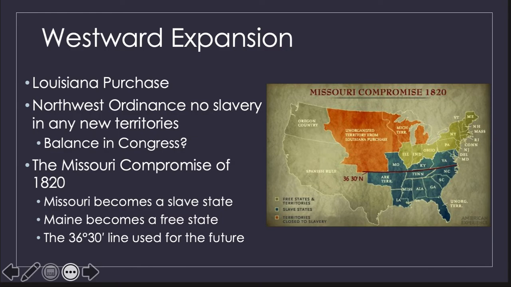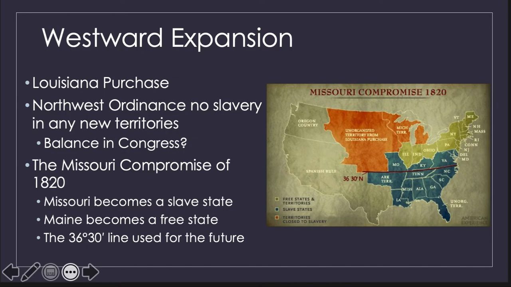In order for us to fully capture why this is an issue, we have to go back a little bit. The Louisiana Purchase is going to be our first major land acquisition, and we get that under Thomas Jefferson. And once we get that territory, the way we navigate the question of slavery in the very, very beginning is with the Northwest Ordinance, because that's all we had.